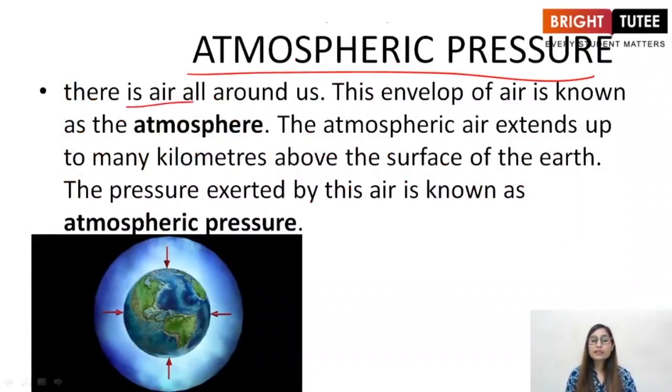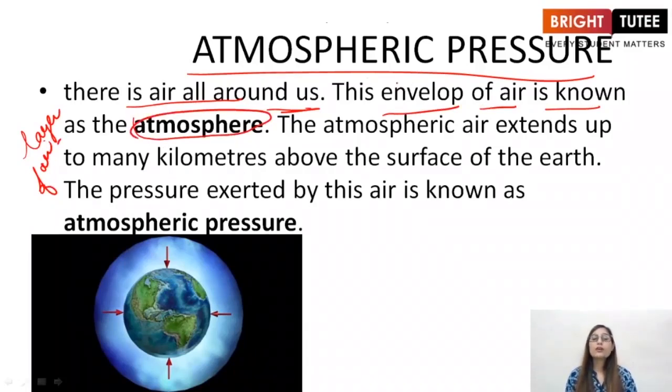Students, we know that there is air all around us. There is a layer of air. This envelope of air, or the layer of air, is known as atmosphere. As you can see in this picture, this is the earth and this is the layer of air that is surrounding the earth, and this is known as atmosphere. It is made up of different gases.